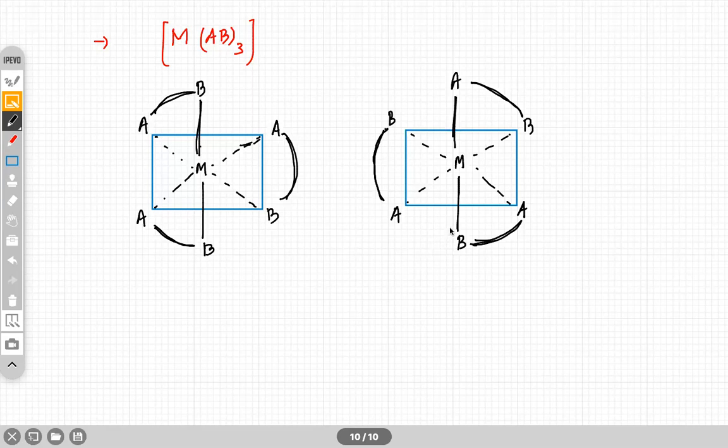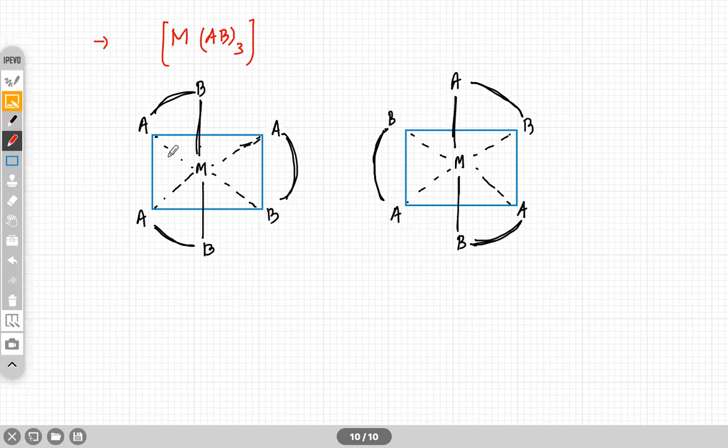So how are they different? So could you explain? Yeah, I'll explain. No, it's not possible. GI, mirror image is not possible here, because we are talking about geometrical isomerism. So mirror image we are not considering. See here, it's very simple and clear.